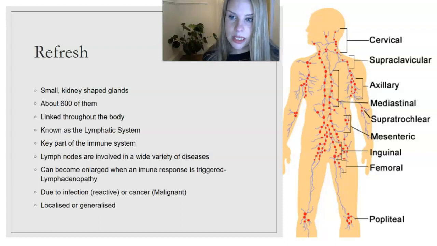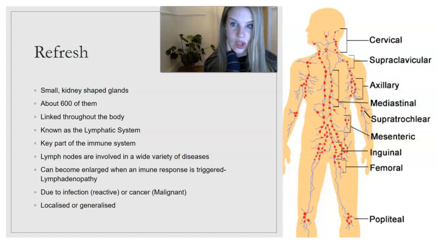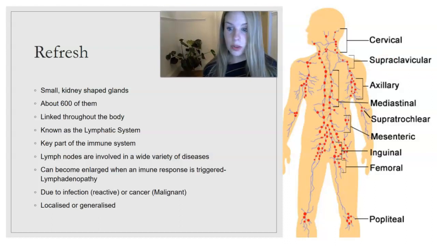So as I said, there's about 600 and they're a key part of the immune system, and really they're involved in a wide variety of diseases. And when you have an immune response triggered within your body, they will become enlarged. So many of you will know what it's like to have swollen glands when you've got a sore throat. Maybe other people have had other lymph nodes that have been enlarged, so you might recognize that feeling.